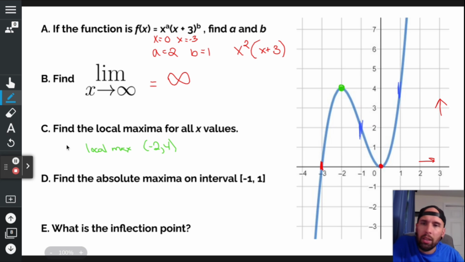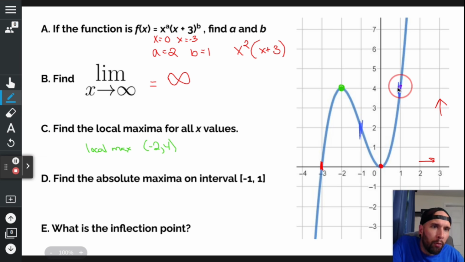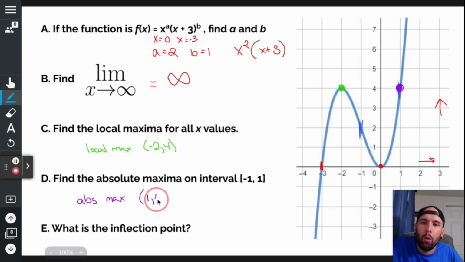So in this case, I go to 2, then I go to 0, then I go all the way up to 4. My local maximum is an endpoint. And that endpoint, my absolute maximum, is an endpoint, and that endpoint is 1, 4. If you're dying to know, well, what's the local minimum or what's the absolute minimum? In this case, looking at this interval, the local minimum and the absolute minimum are both the same, and it's 0, 0.